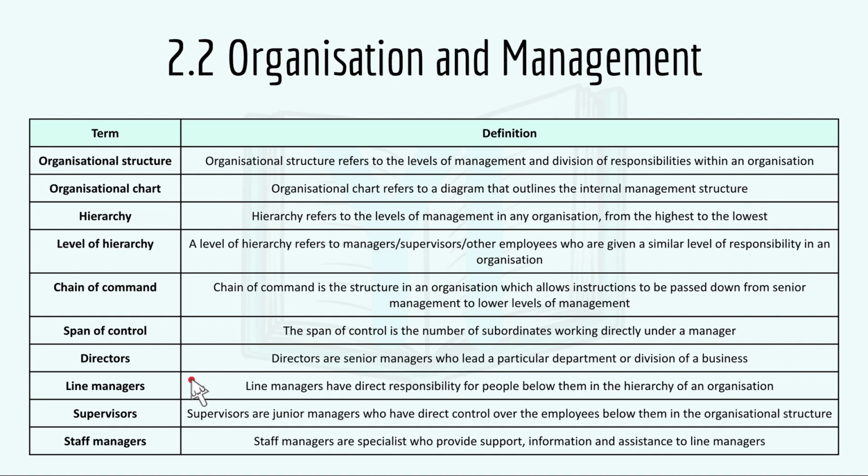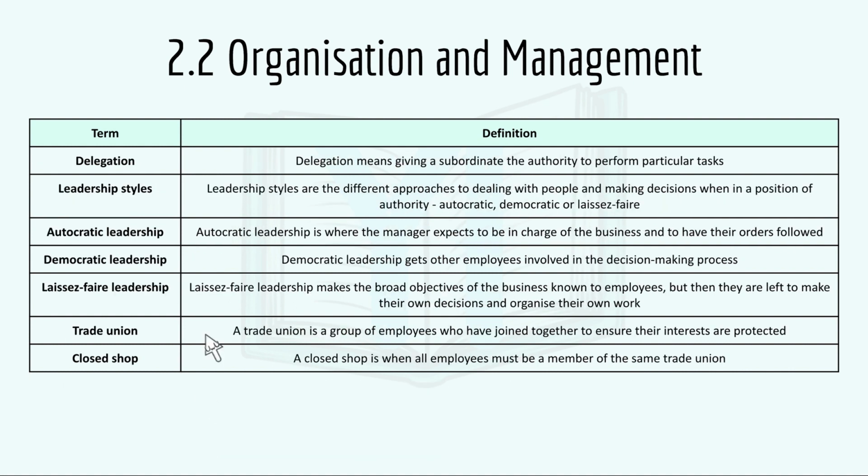Line managers have direct responsibility for people below them in the hierarchy of an organization. Supervisors are junior managers who have direct control over the employees below them in the organizational structure. And staff managers are specialists who provide support, information, and assistance to the line managers. Then we have delegation, and it means giving subordinates the authority to perform particular tasks.